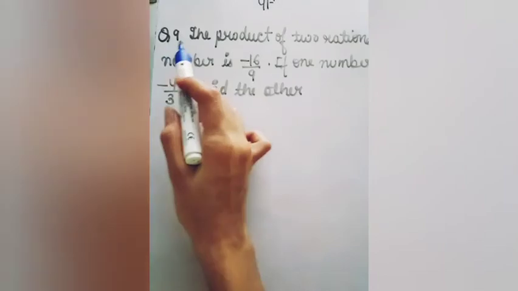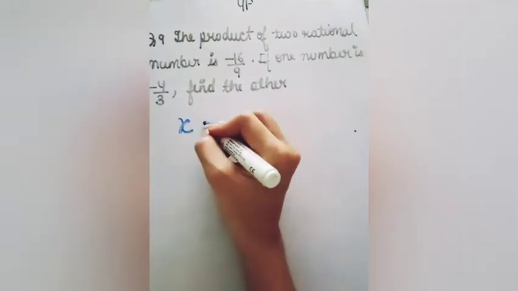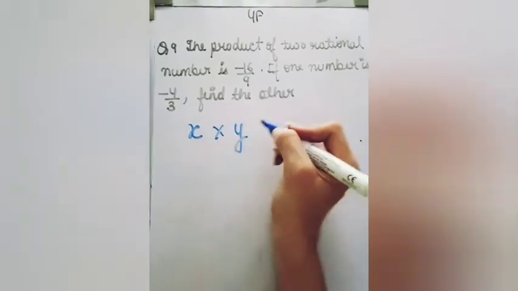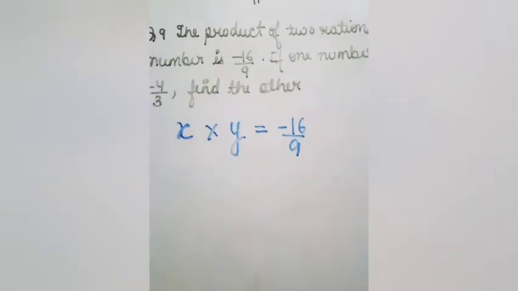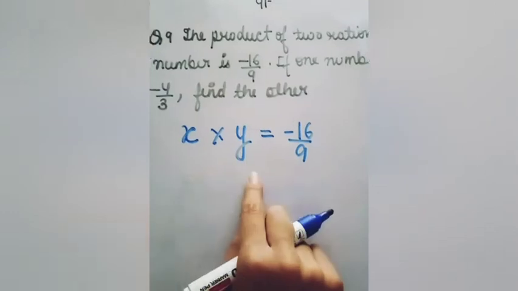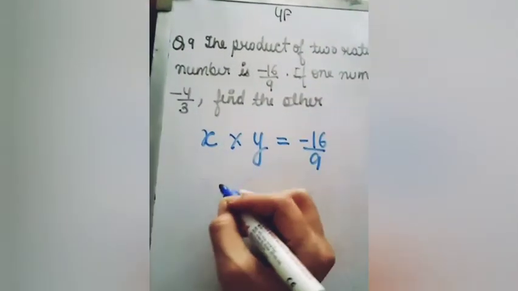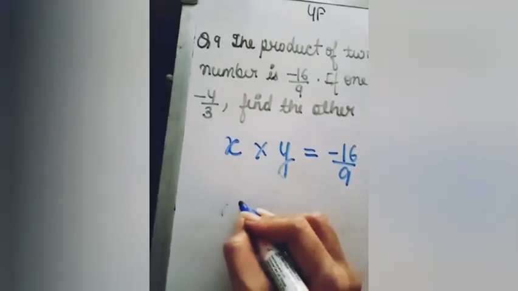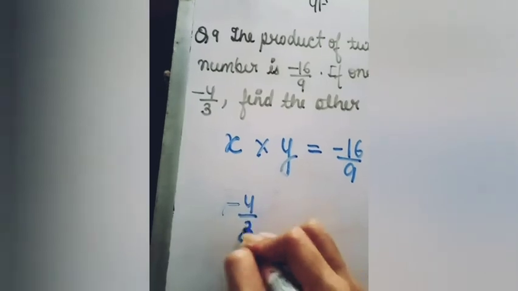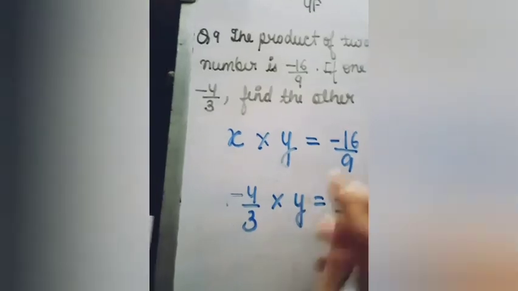See students, question number 9: the product of two rational numbers. Product means multiplication. Suppose we have two numbers x and y. Their product is minus 16 upon 9. And if one number is minus 4 upon 3, let's see, one of these two numbers is given, minus 4 upon 3. The other number we have to find out. We have to find out this y.